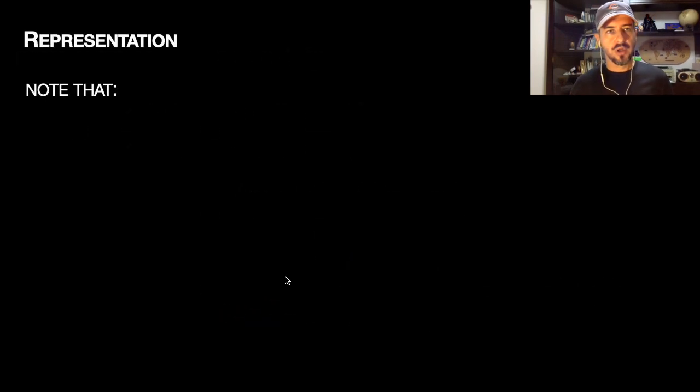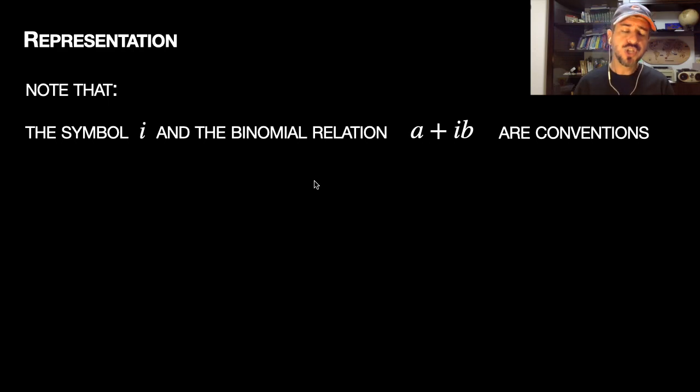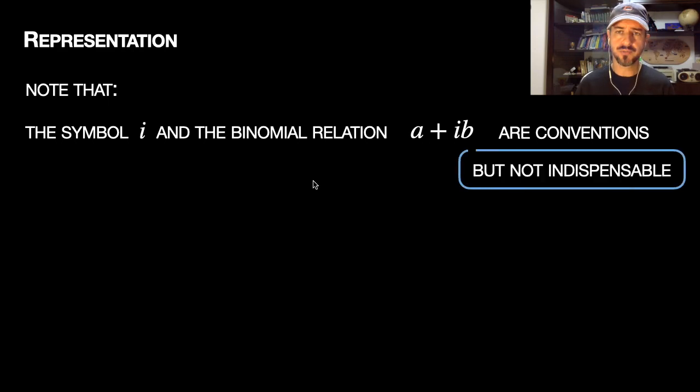Representation. Note that the symbol i and the binomial relation a plus ib, the representation of a complex number that we are using so far, are both just conventions. They're not indispensable.